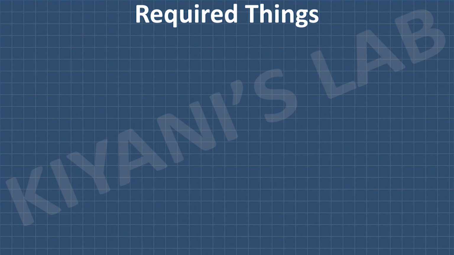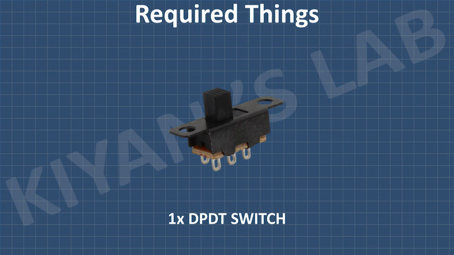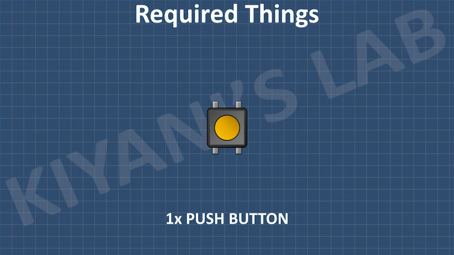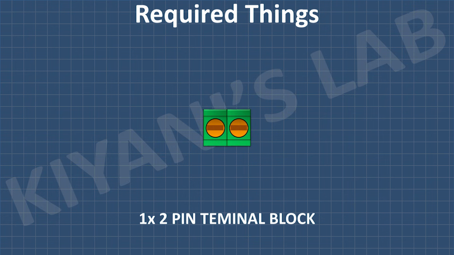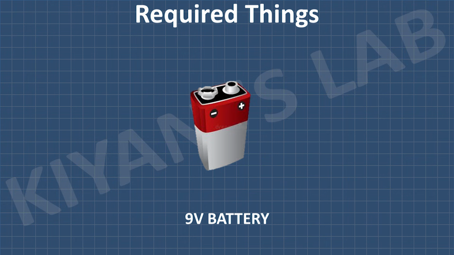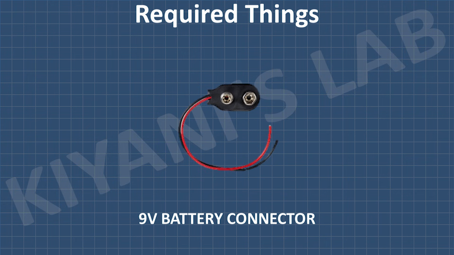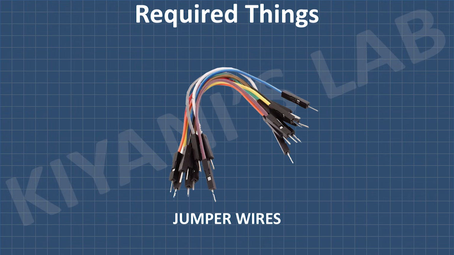To build this tester, you'll need the following components: two LEDs, a DPDT switch, a push button, a 220 ohm resistor, a 1K resistor, a 10K resistor, a 2-pin terminal block, a 3-pin terminal block, a 3-pin header, a 9-volt battery, a battery connector, a breadboard, and some jumper wires.